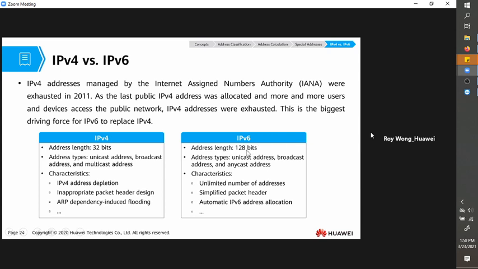And for IPv6, when you compare the bits, this is the longest. 32 versus 128 bits. So this is super long. So it is impossible that IPv6 is not enough to use. For address types, it also supports all. They support broadcast and unicast, but no longer multicast. The characteristic is an unlimited number of addresses. Simplified packet header, automatic IPv6 address allocation. This is actually used for Anycast.